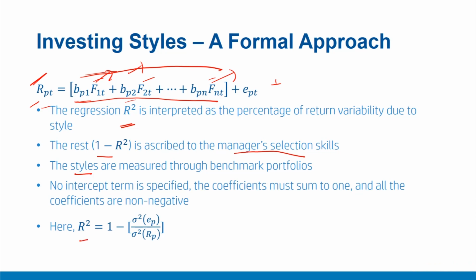The R square measure here is simple. In conventional R square, 1 minus RSS upon TSS, total sum of squares, which translates in this case to RSS, the residual sum of squares, which is the variance of this EPT, divided by the total portfolio return variance.